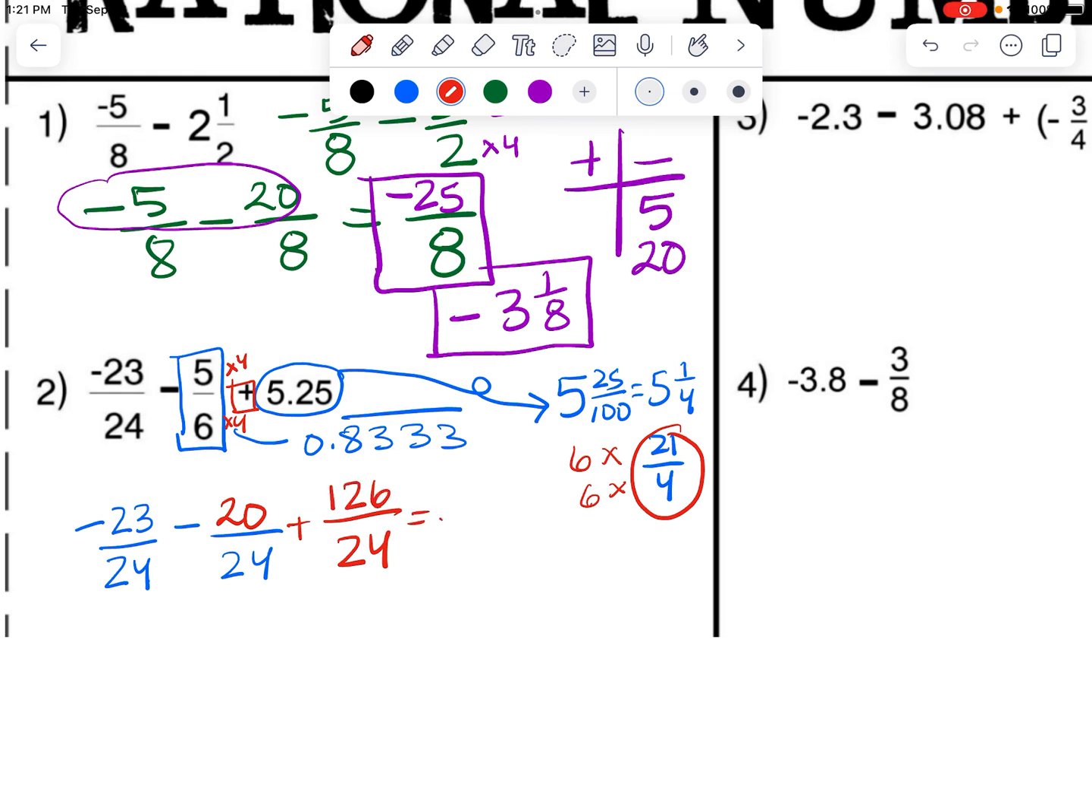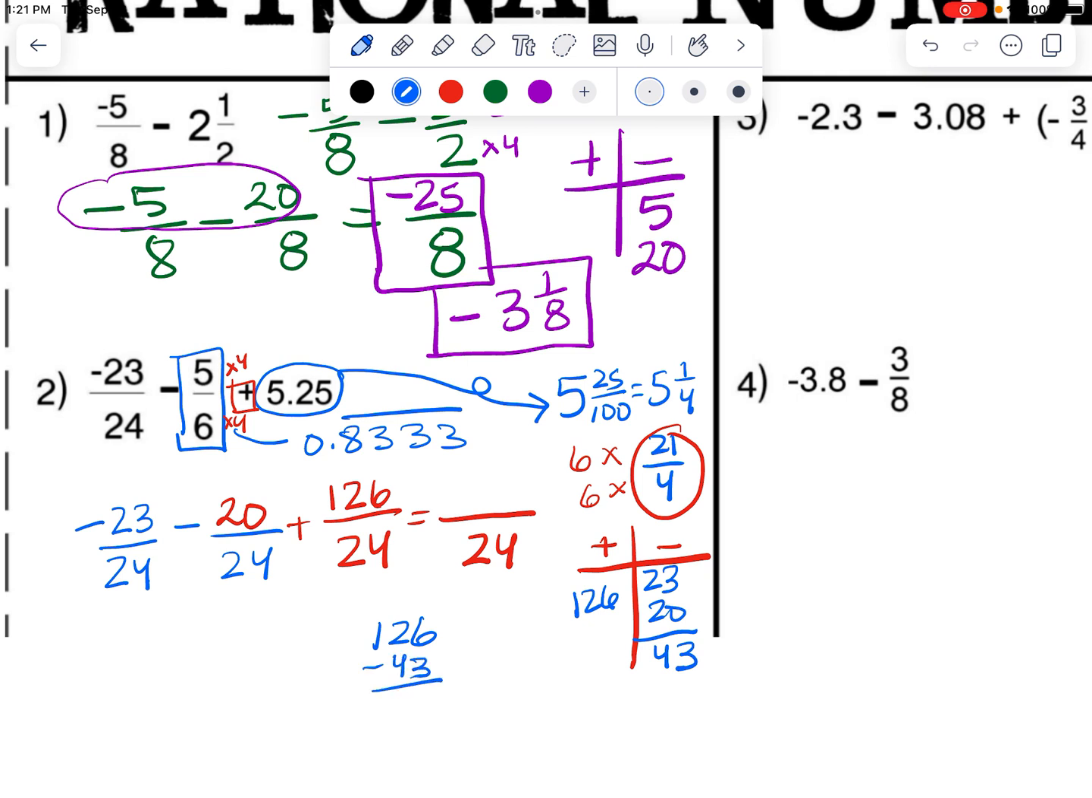All right, so my answer is going to be keeping the denominator the same and setting up a scoreboard for the numerators. So for the scoreboard, I have 23 negatives, 20 negatives, and 126 positives. So altogether, I have 43 negatives and 126 positives. So the positive team definitely wins. So my answer is going to be positive. But I want to find the difference. This will tell me how much the positive team won by. So I'll do 126 minus 43. And I get 83, and this is going to be my answer. I know it's positive because I had more positives than negatives, so my positive team won.